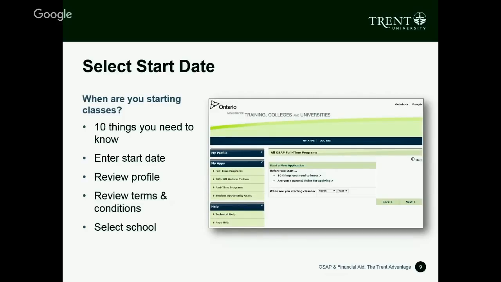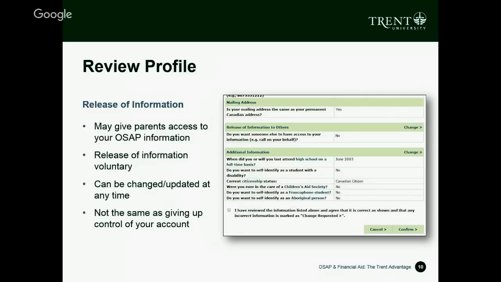After this, it's going to ask you to review your profile and review your school information. You'll go through all the terms and conditions of your loan, so take some time and make sure you read that through. And then it'll get you to consent to all those terms and conditions. As you're reviewing your profile, this is an important section to note because this is where you can give parents access to your OSAP information.